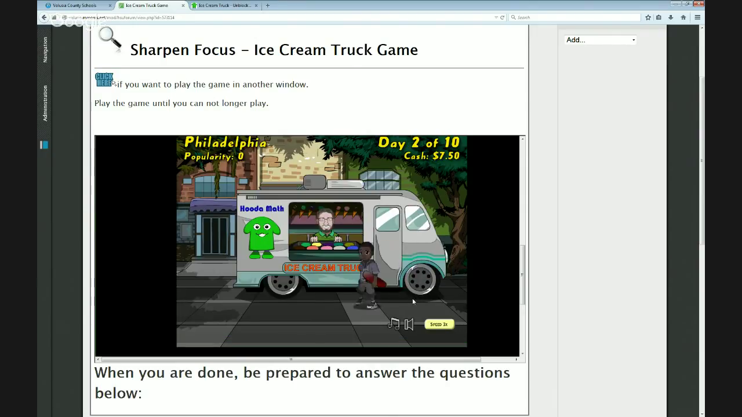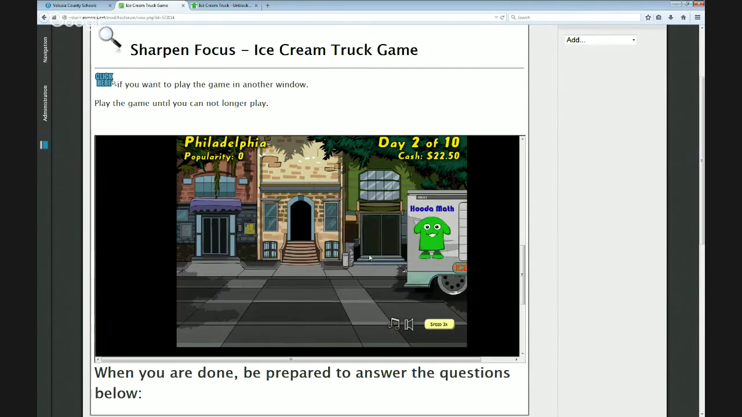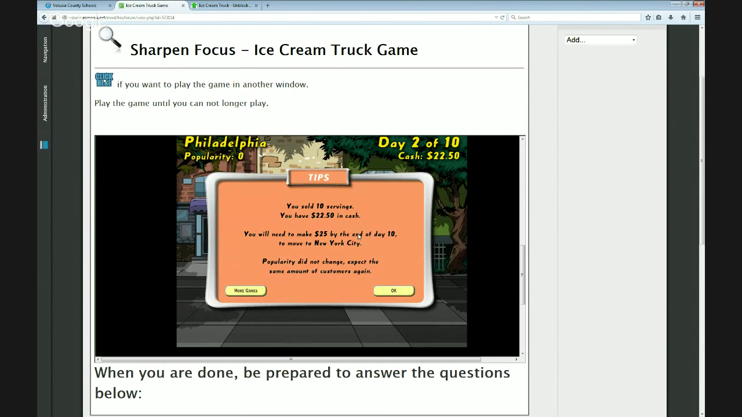Let's see how that affects my sales. Ooh, look at my money go. Some people are walking by, choosing not to buy ice cream. So we got to understand why. How could we make our ice cream more popular? We could decide to put more toppings. Oh, I sold out. Yikes, that's not good. So 10 servings at $22.50 this time. So I'm very close to my $25.